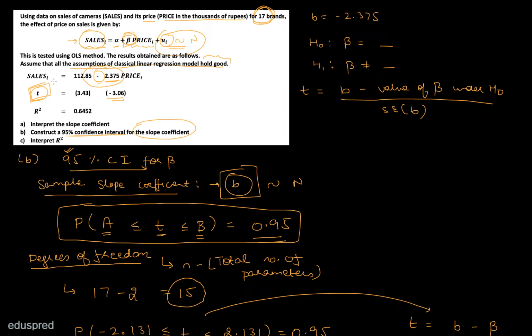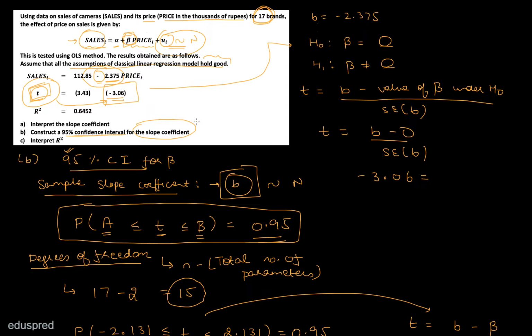Now what I'm trying to say is that if you are given a t value in the question and if nothing is mentioned explicitly, then by default you have to assume that this t value is calculated under the assumption that in the null hypothesis you have 0 over here. Okay, so because nothing is mentioned, you can assume that this t value that you see over here is calculated under the null hypothesis where beta is equal to 0. That means t is equal to b minus 0 divided by standard error of b. The t value that you are given is minus 3.06.